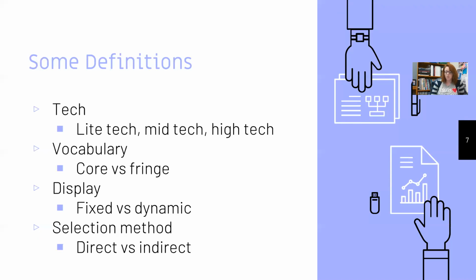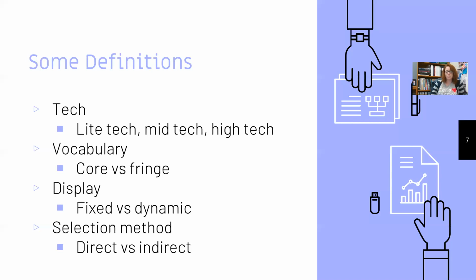It means that however the student interacts with that thing, whether they're pointing to it or using eye gaze, that display doesn't change. The opposite of that is a dynamic display device, which is something where if the student made a selection on that device, it would go to a different page, or somehow the display would change. We can also have direct or indirect selection methods.